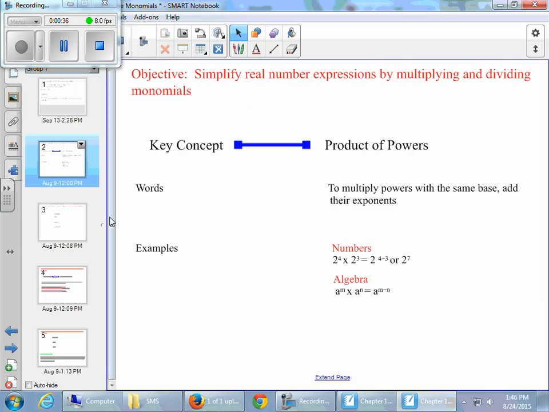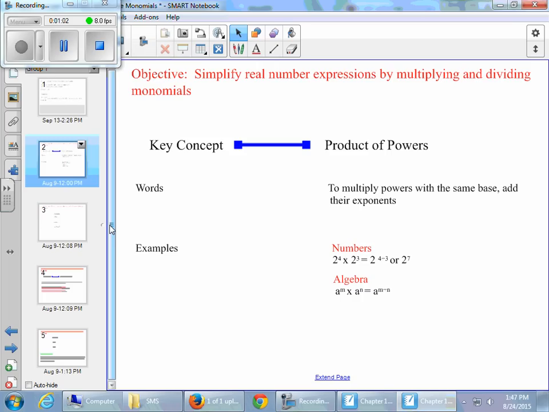We're going to look at a key concept for this lesson. The key concept is product of powers. In words, to multiply powers with the same base, add their exponents. So let's look at our example. We have 2 to the 4th times 2 to the 3rd. All you have to do is keep the base the same. You keep the 2, and you're just going to add the exponents. You're going to add 4 plus 3. So it's going to give you 2 to the 7th power.